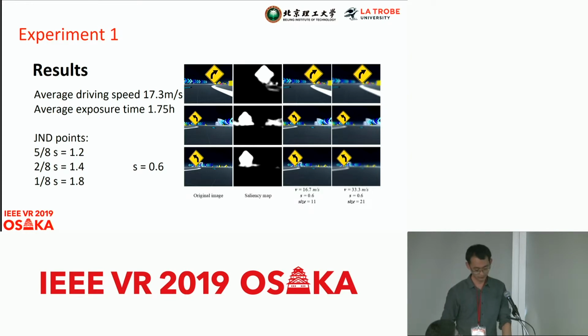So we designed the S as the average of the 1.2. And the final S is 0.6. And this figure shows three screenshots captured from the racing game screen to show the effect of the value S of 0.6 used in this experiment.